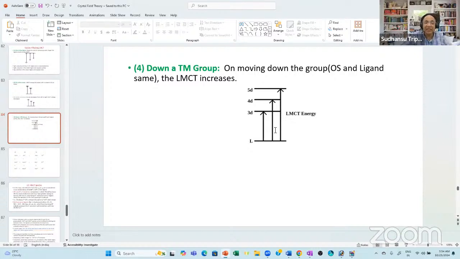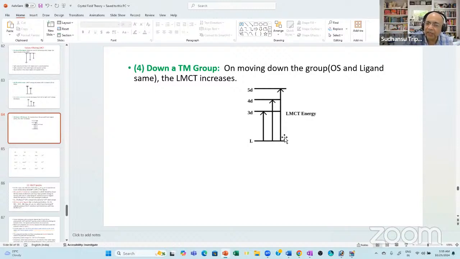I will not name. Down the group, in any transition group, as you go down a group, it will require more and more energy. So the likelihood of falling in the UV region will be more. But in the 3d series, the likelihood of falling in the visible region is more, because the energy is less, meaning the lambda is more, and so on.